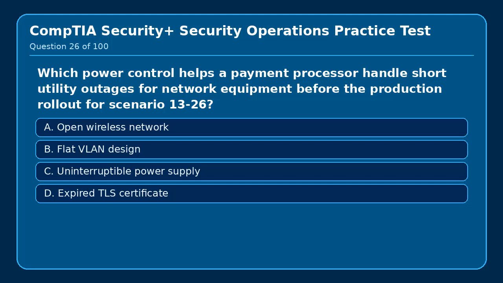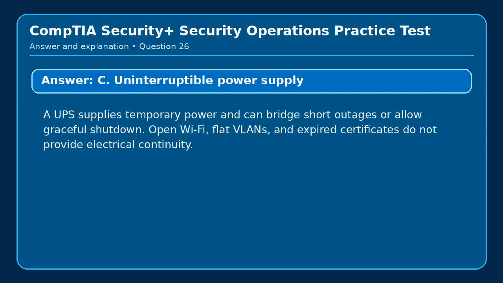How should a school district secure infrastructure as code templates before deployment during a service reliability review for scenario 13 to 27? A. Deploy templates directly from personal laptops without review. B. Hardcode secrets in every template. C. Scan templates for misconfigurations and require code review. D. Disable version control. Take a moment to choose your answer.